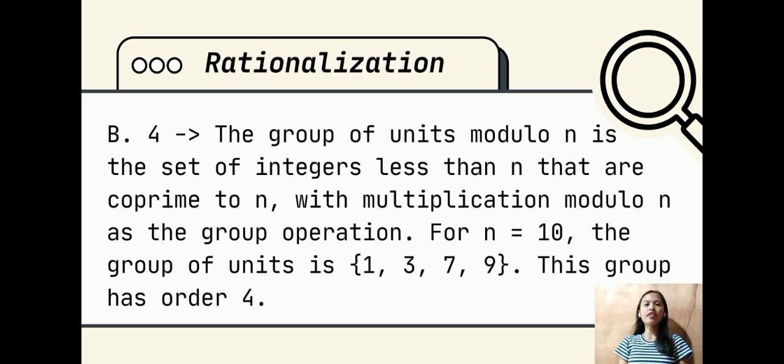The correct answer is letter B, 4. The group of units modulo n is the set of integers less than n that are coprime to n, with multiplication modulo n as the group operation. For n equals 10, the group of units is 1, 3, 7, 9. This group has an order of 4.